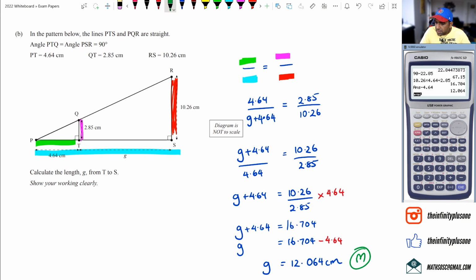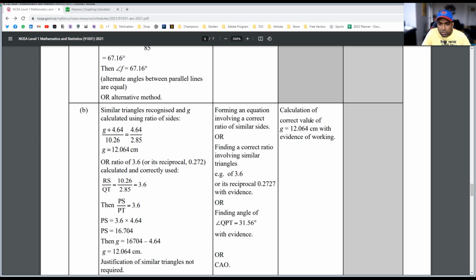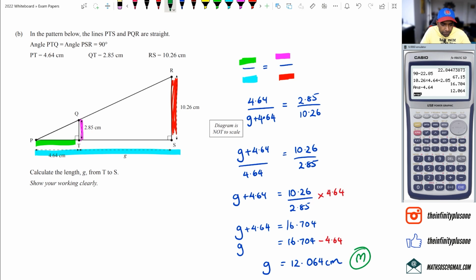And it actually says, I'm going to show you guys the schedule here. So we've got calculation of correct value of G with evidence of working. I'm just trying to think, is this part considered evidence of working? Because if it is, then you can put this equation in the calculator straight away and get the answer.